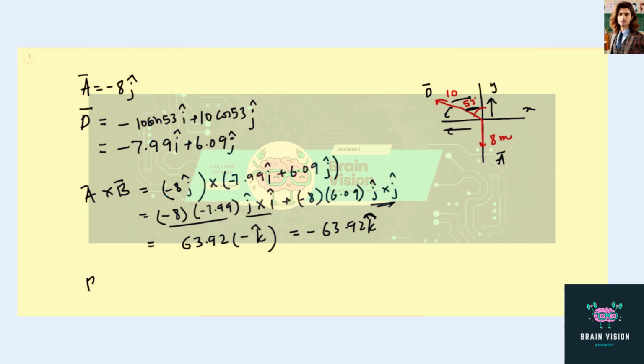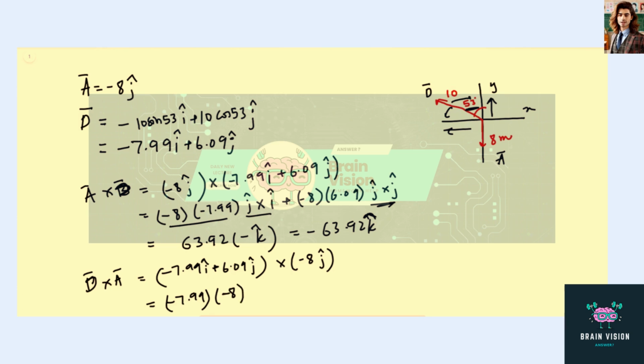Similarly, this is D cross A: minus 7.99 i hat plus 6.09 j hat cross minus 8 j hat. Now this would be minus 7.99 into minus 8 i cross j plus 6.09 into minus 8 j cross j. Now again j cross j is 0 and i cross j is k hat, which gives us 63.92 k hat.